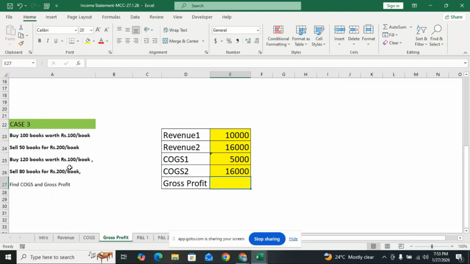So 80 into 100 was okay? Ma'am, COGS, for one second. COGS would be 100. So it is 8,000, correct.